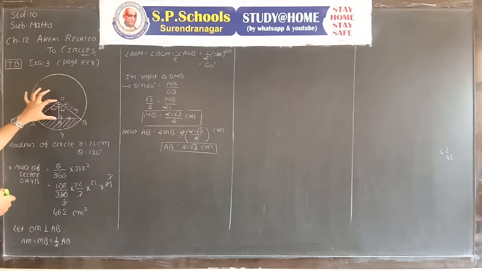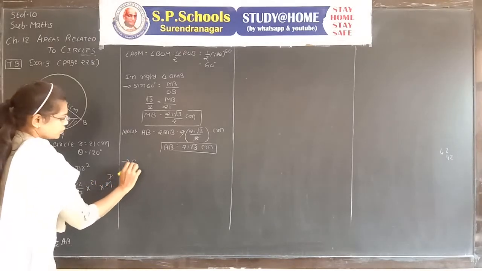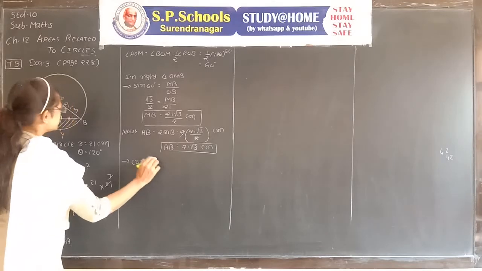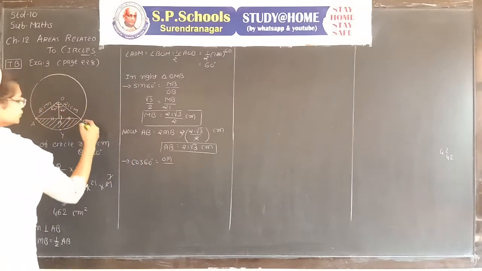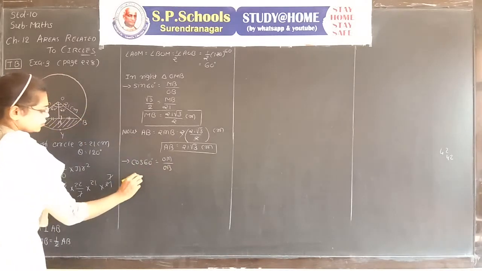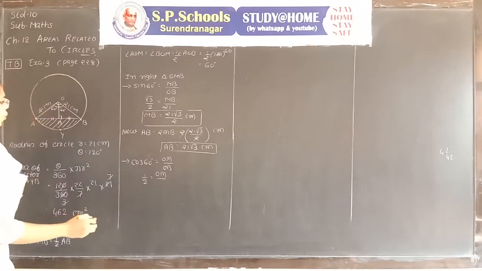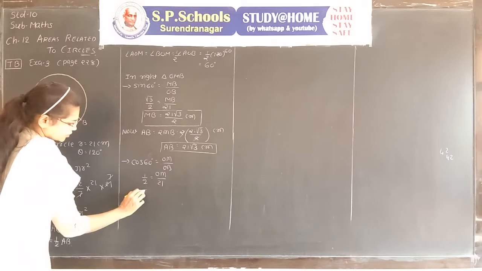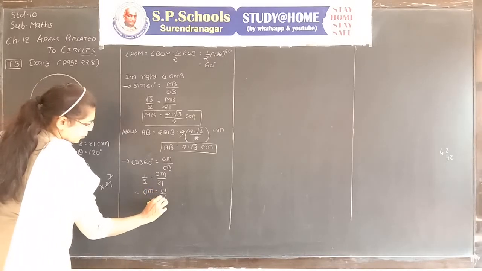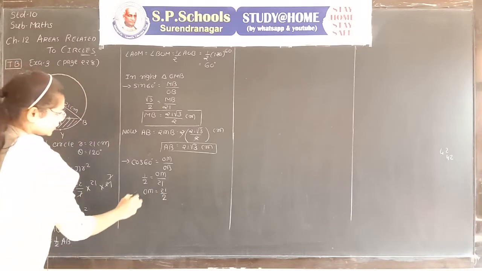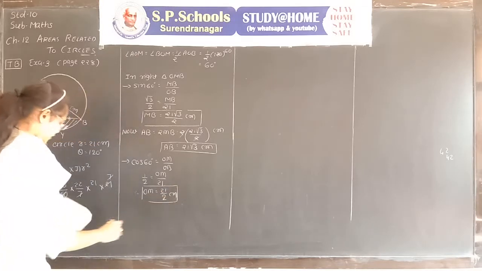To obtain OM, use another trigonometric ratio, cos. Cos 60 is equal to adjacent OM upon OB, where cos 60 is 1 upon 2, OM remains as it is, and OB is 21. That's why OM is equal to 21 upon 2. Take it as it is. The unit is centimeter.